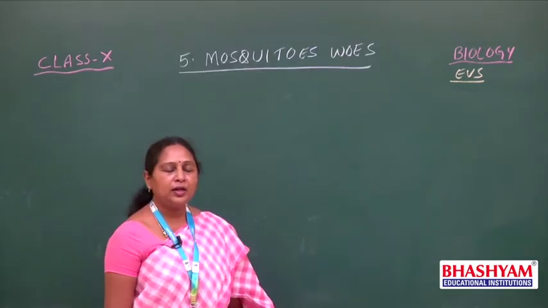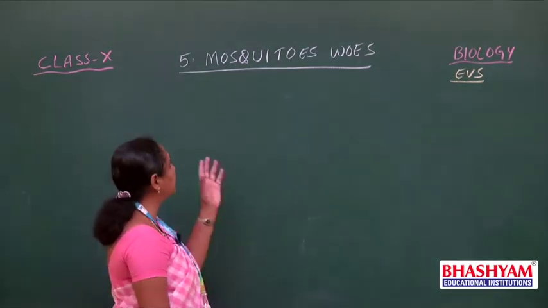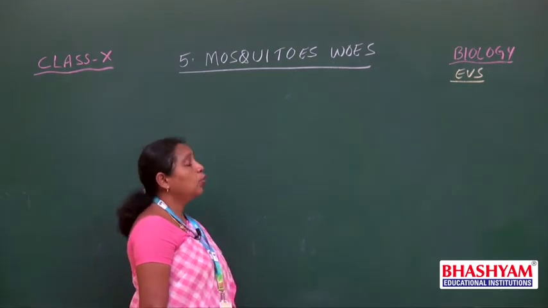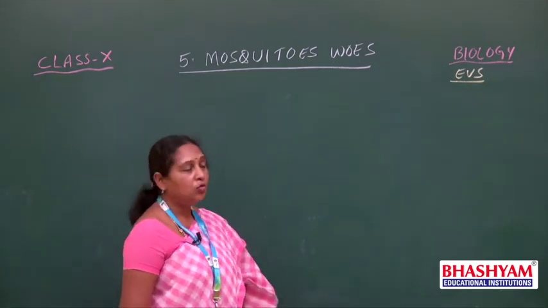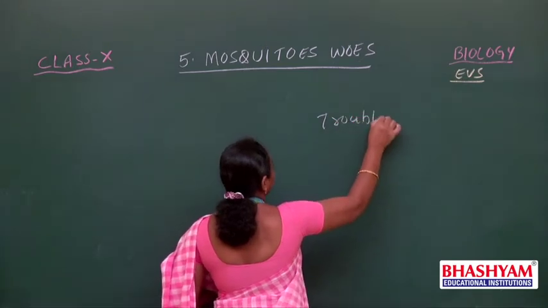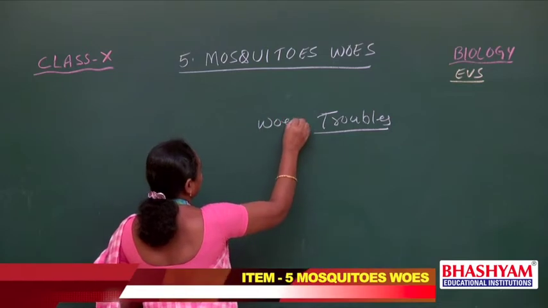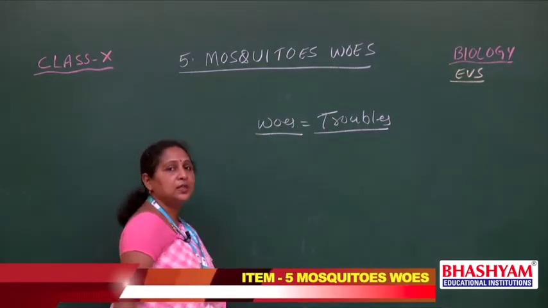Here we are going to learn one more topic in EVS, environmental science, that is mosquito woes. What do you mean by woes? Woes means troubles, problems.